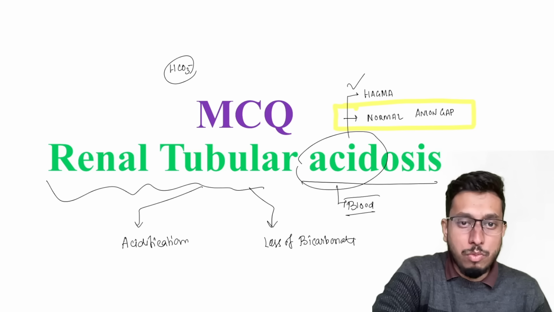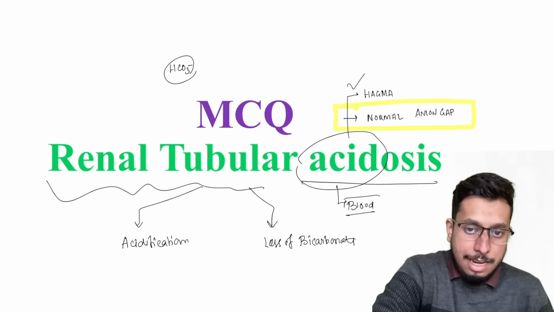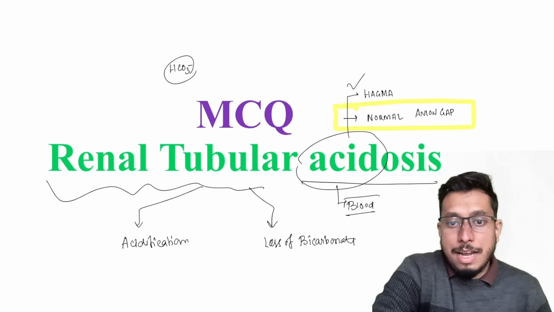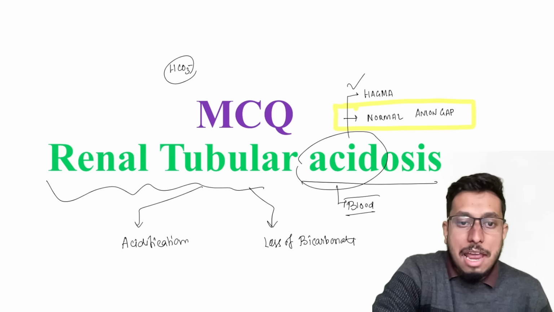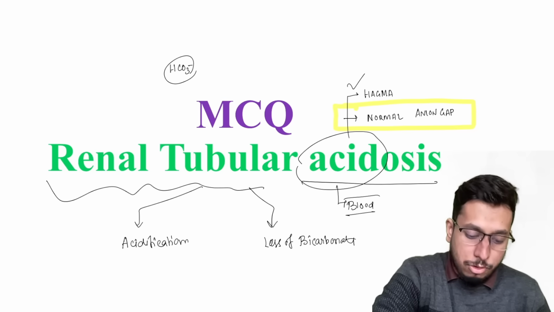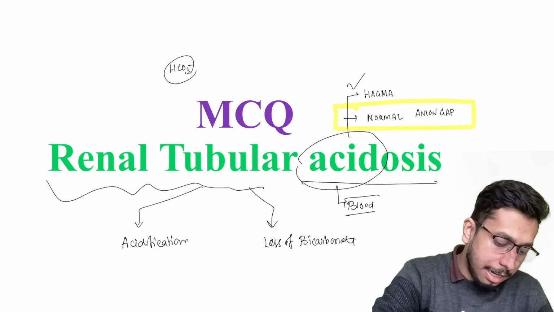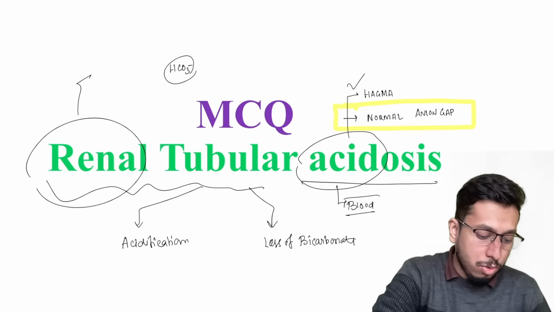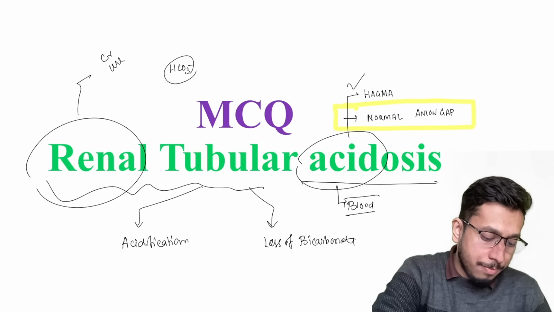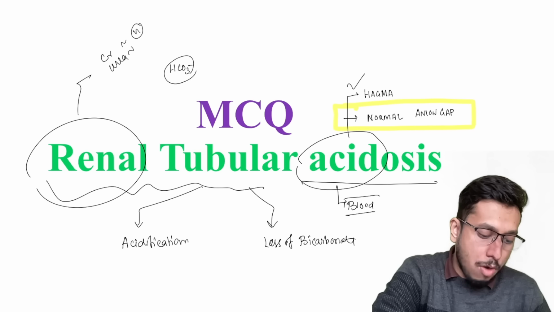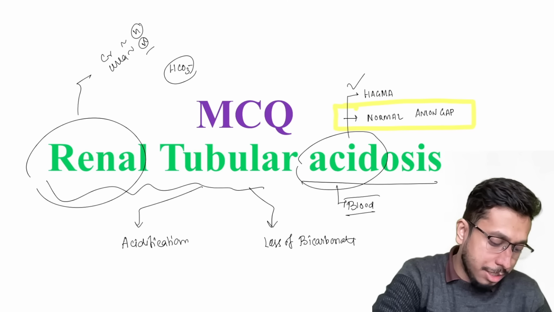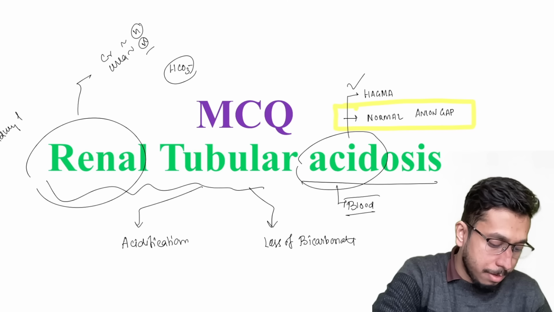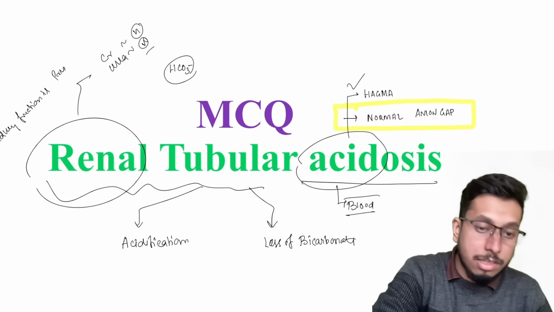Now, one very important thing that you should consider is that this is a defective renal acid base regulation case and normal anion gap metabolic acidosis is seen, and usually the kidney function remains relatively preserved. So creatinine and urea usually remain normal in these cases. Okay, so kidney function is preserved. All right.